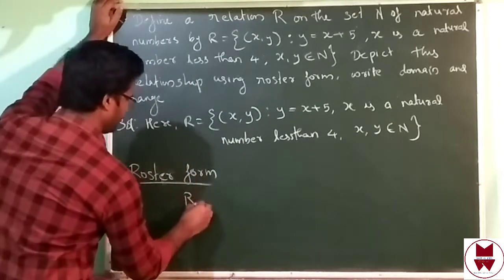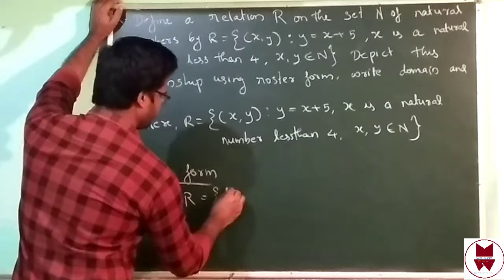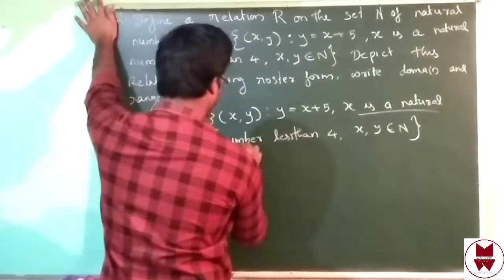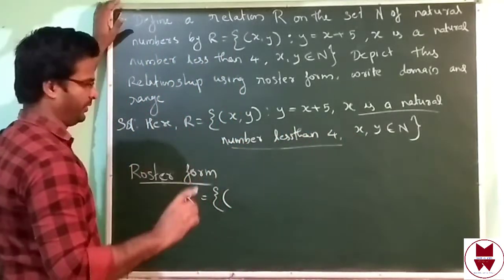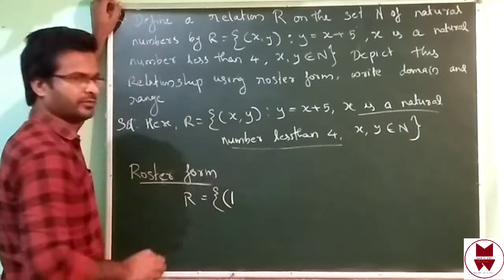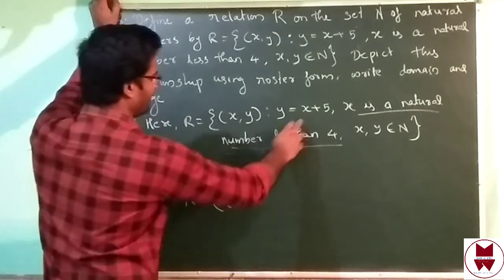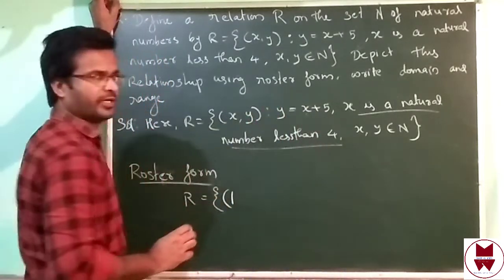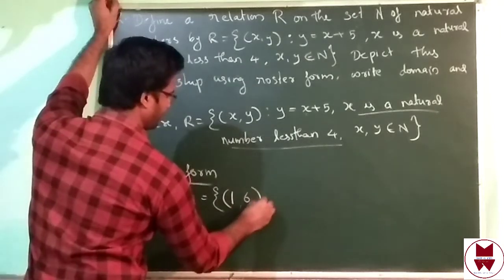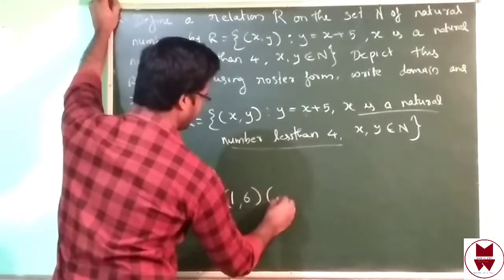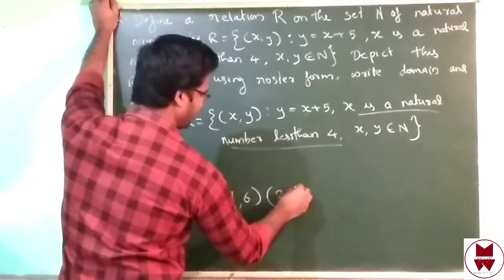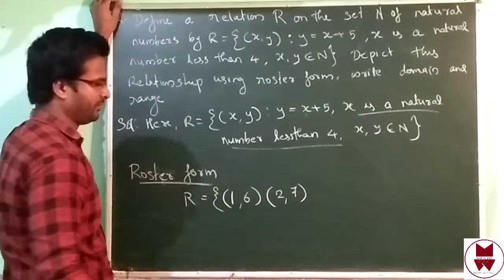Then R equal to the set. We can take natural numbers. Look, x is a natural number less than 4, isn't it? First we can take 1, the first natural number. If you give it in the place of x, what will you get? 1 plus 5, you will get 6. The y value is 6. Then we can take 2. Given here 2, 2 plus 5, 7, isn't it? The y value will be 7.